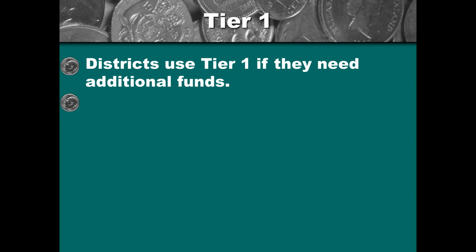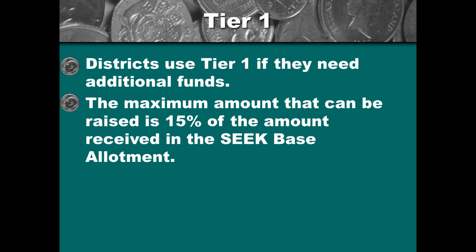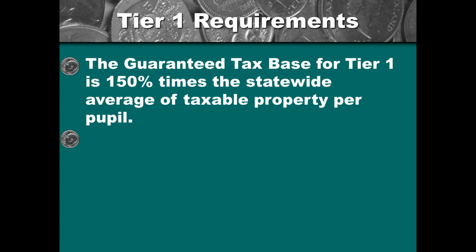Tier 1 is an additional pot of money that comes from the state level, and this is something that can amount to an additional 15% that is above the SEEK base allotment. So it's additional state money, and Tier 1 is typically based on the overall wealth of the school district. The guaranteed base for Tier 1 is 150% times the statewide average of taxable property per pupil.